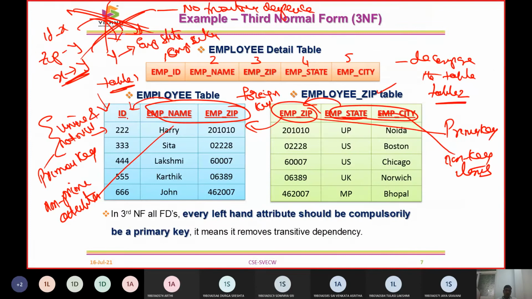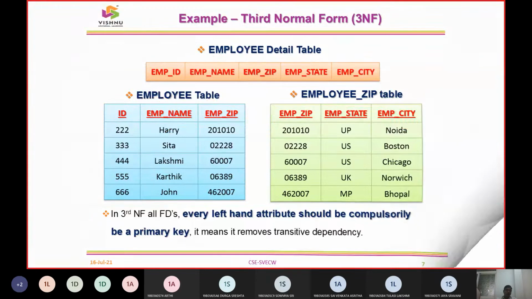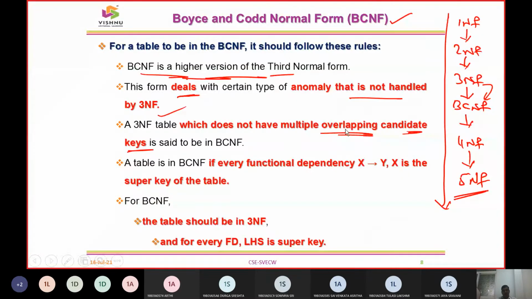I am going to have this ID, I am going to have this employee ZIP, but there is only one instance of ID and only the employee ZIP here. So the first one we are going to call a primary key, and employee ZIP we are going to call a foreign key. So there is no multiple overlapping of the candidate key, so that it is going to be taken up.